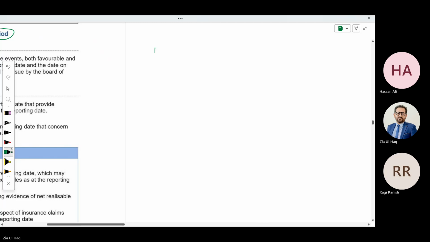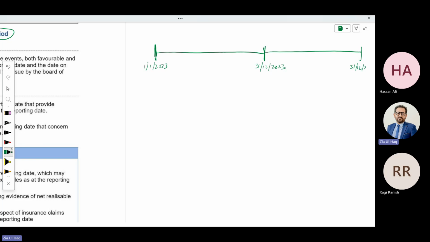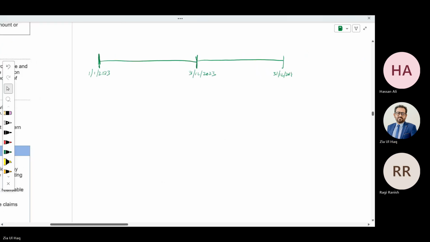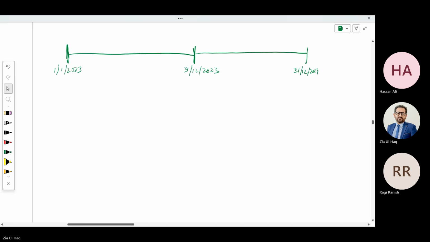Suppose this is our year end. That suppose started on 1st of January 2023 and ended on 31st of December 2023. After this, there will be next year that will end on 31st December 2024. What happens? At every year end, company need to prepare their financial statements. Means at this date, company will prepare financial statements.